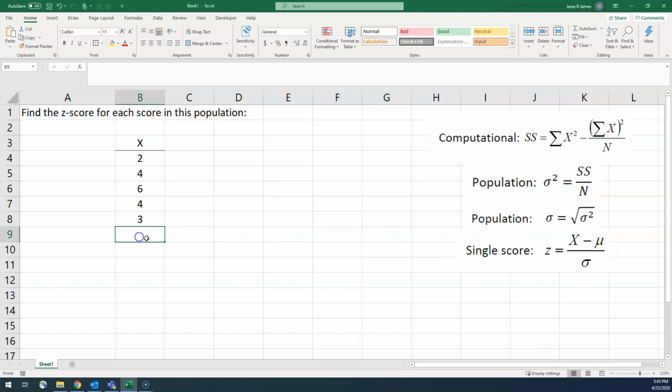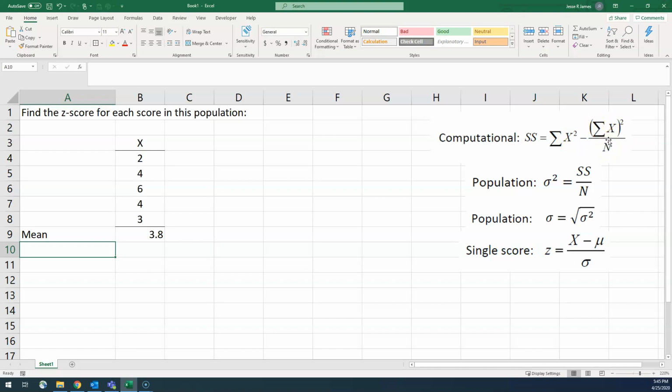So the first thing I'm going to do is just compute the mean. The reason I'm doing that is just so that we have it there for when we need it in computing the z-scores. So the mean of this set of 5 scores is 3.8. Now in order to compute the sum of squares, we have to figure out what is the sum of x squared minus the sum of x, squared, over n.